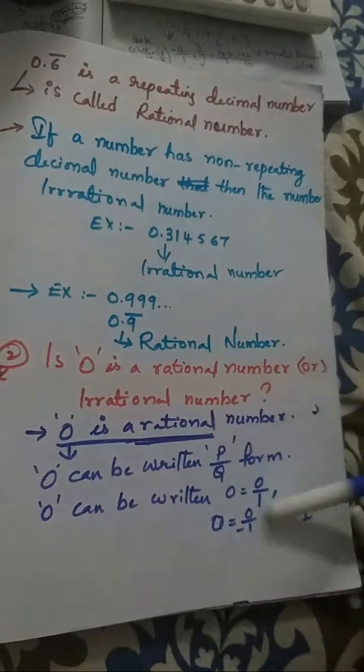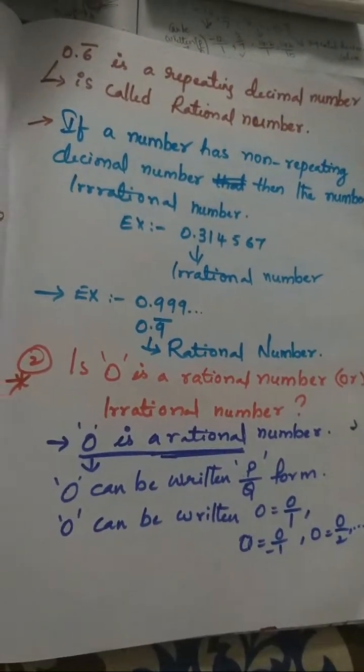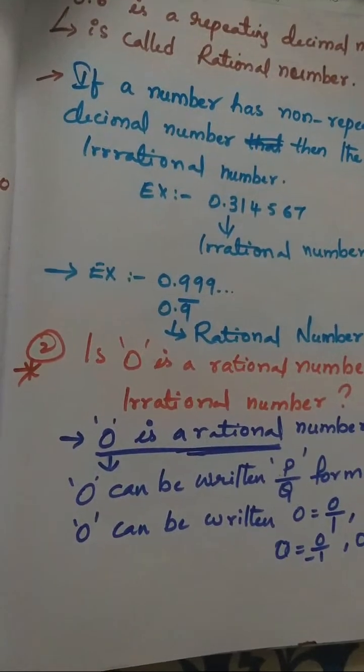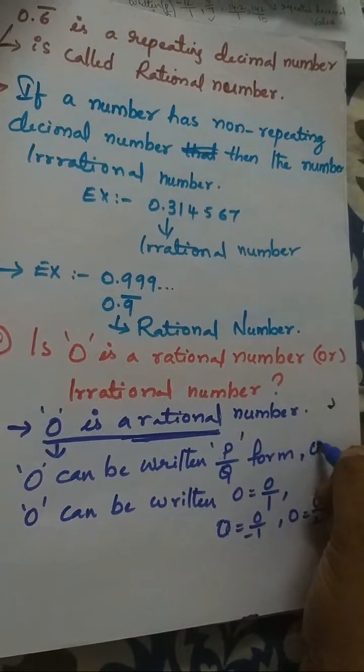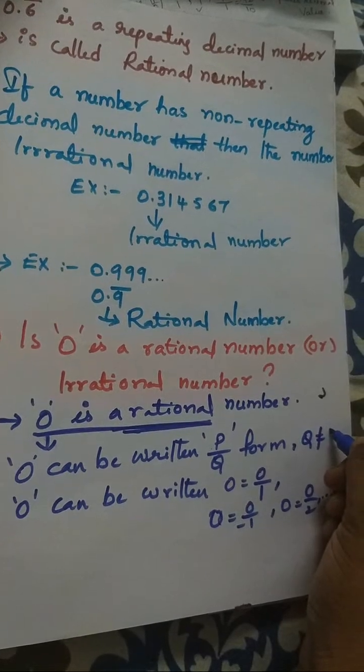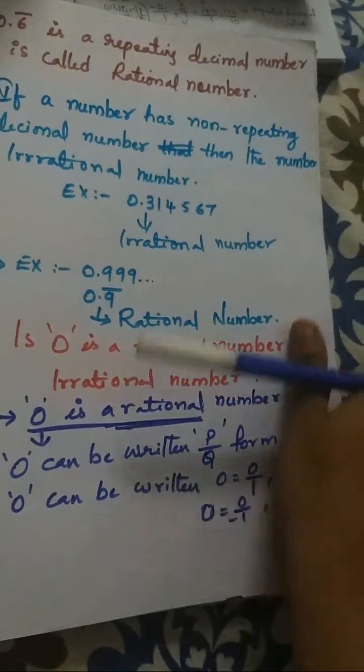So now 0 can be written in the form of p by q. You have to note down this: q is always not equal to 0, the denominator.